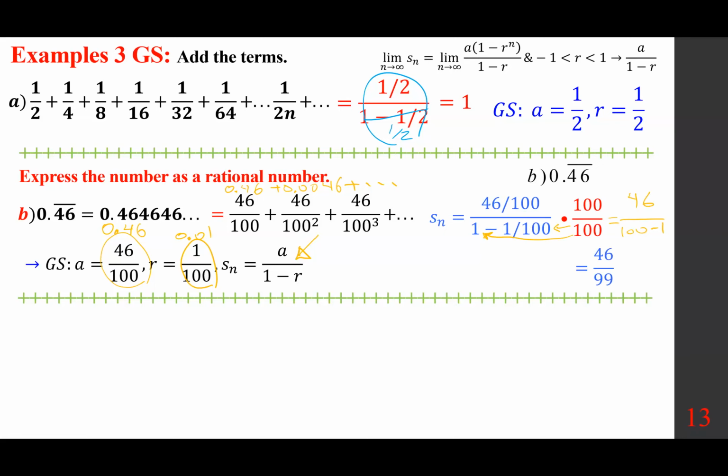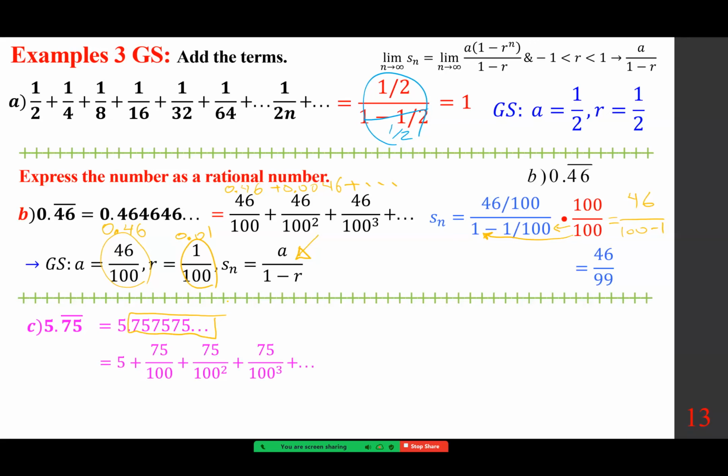What if we have a mixed number? Well, first understand this means 5.75, 75, 75, and you write it indefinitely. So the portion that we are interested in, this is the part that we're going to work just like part B, and we are going to write it in this fashion.